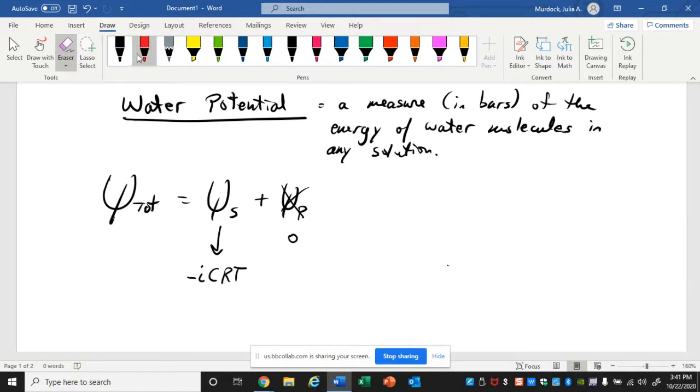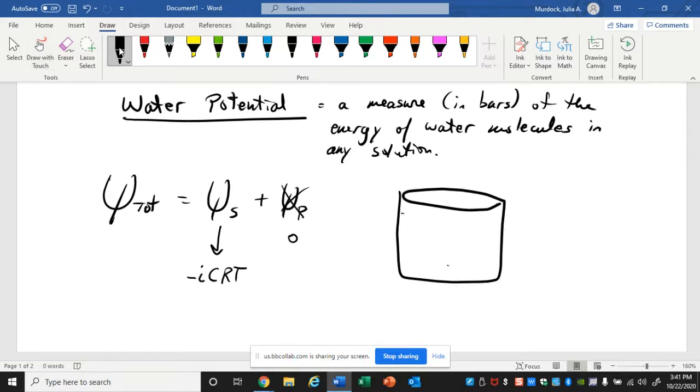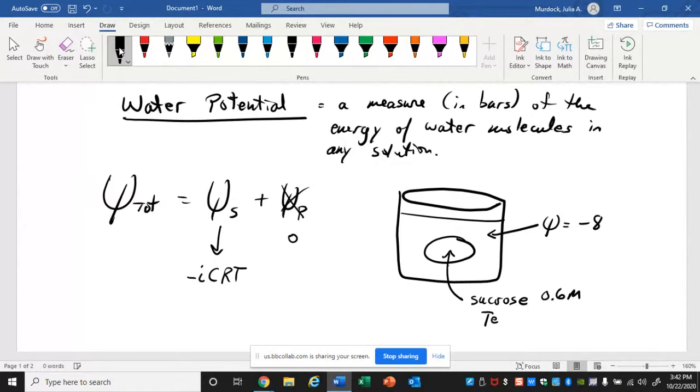Okay. All right. So now what if you had... make it interesting because I've seen this problem before, something like it. Let's say that you have a cell in water, and you have here potential, let's say it's -8. Okay, like that. And let's say in here, I'm going to give you the information, but not the potential. So I'm going to say it's in an open beaker. So again, you don't have to worry about pressure. Let's say that this is sucrose solution, 0.6 molar, and your temperature is 21 degrees Celsius.